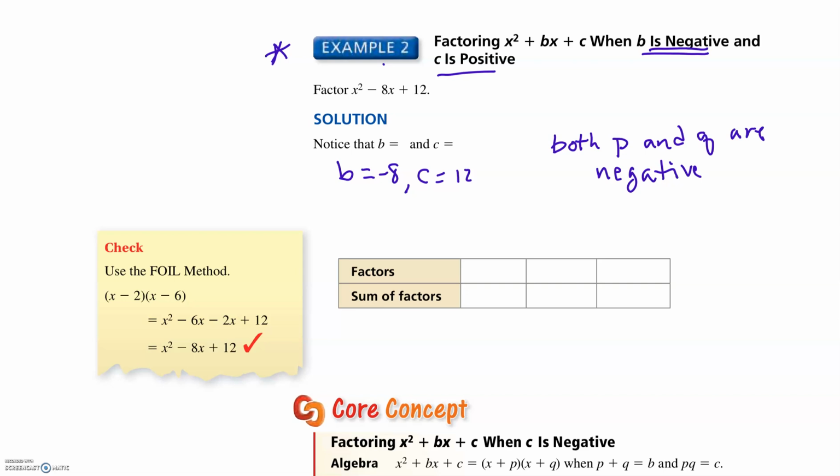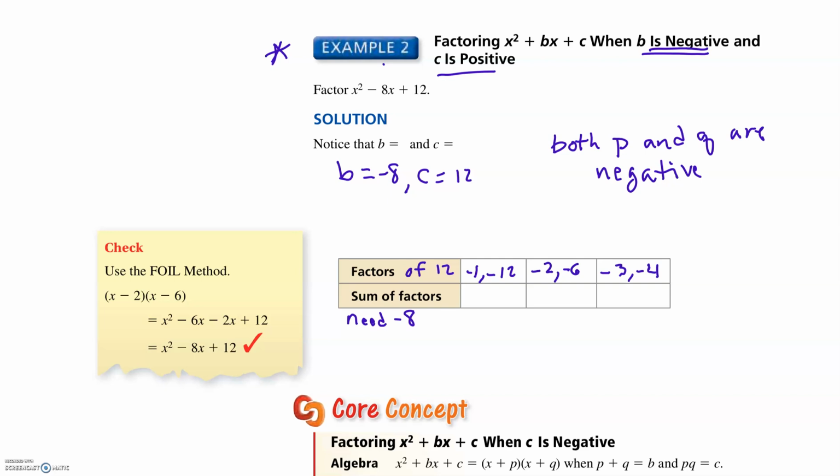So I'm going to look at the factors of 12. And we're going to look at the sum of the factors, and we want the sum of those factors to be negative 8. So I'm going to start with negative 1 and negative 12. They both have to be negative because I need them to multiply to create positive 12. So negative 1 and negative 12 would do. Or negative 2 and negative 6 would do. Or 3 times 4 is 12, so negative 3 and negative 4 would do, right? And we don't need to go any further because negative 4 and negative 3 is the same pair.